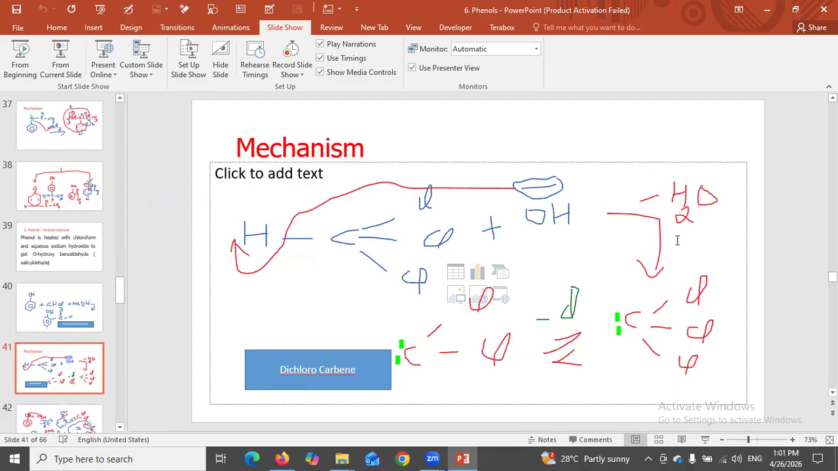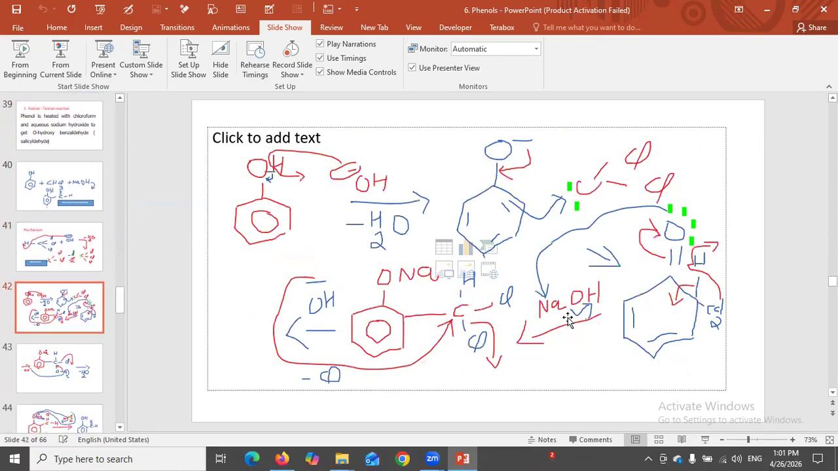Mechanism: the hydroxide abstracts the hydrogen of chloroform and produces the dichlorocarbene. The hydroxide also abstracts the hydrogen of the phenol, and the negative charge of this phenoxide oxygen can move towards the ring, so the electron density of the benzene ring increases and attacks this carbon.